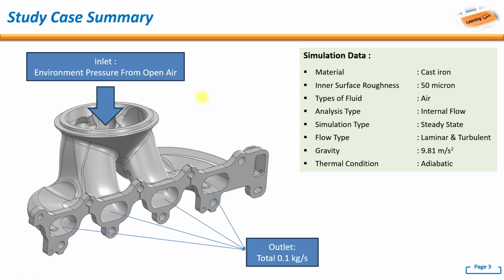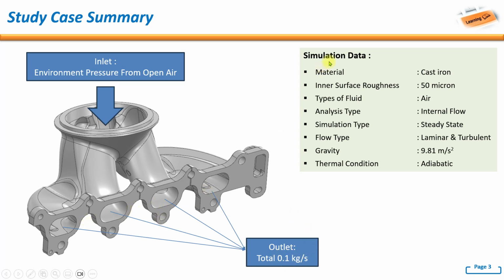For this study case, I'm going to use this part. This part I already used with SimCenter 3D to create an internal flow CFD simulation more than 2 years ago. I already uploaded that video using this CAD model. So in here, the FLOEFD case is that the inlet is environment pressure from open air as it enters here, and then the total outlet mass flow here is 0.1 kilogram per second.